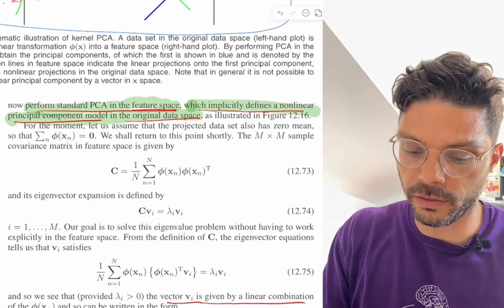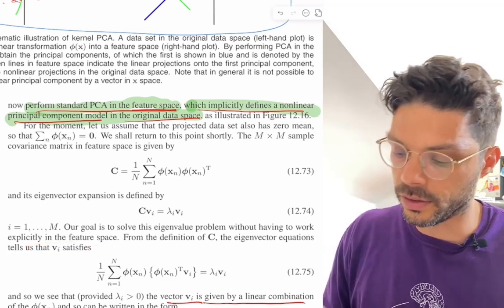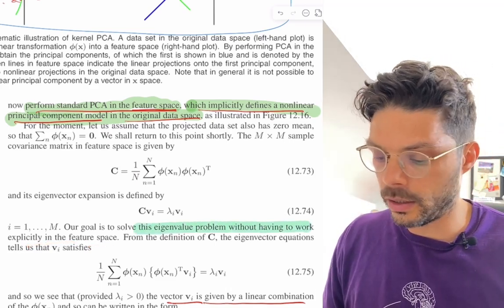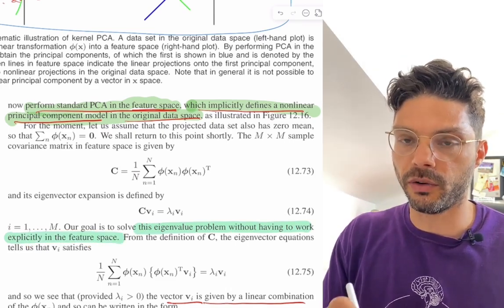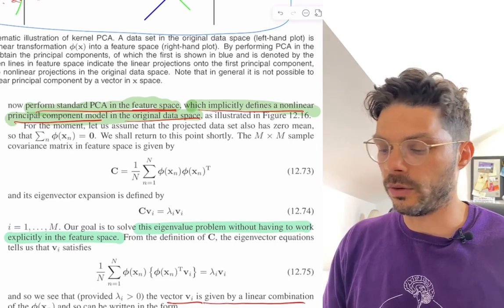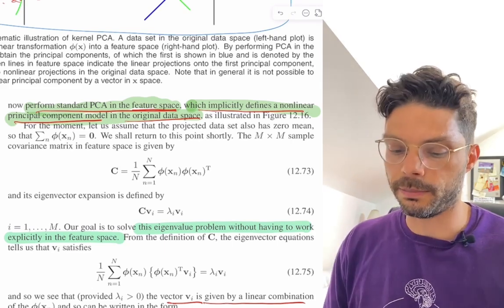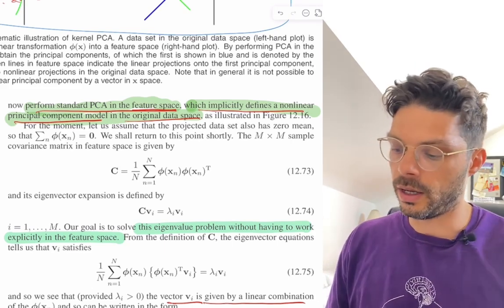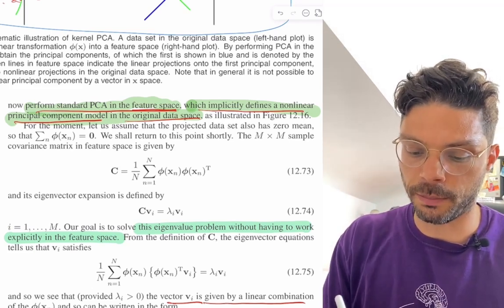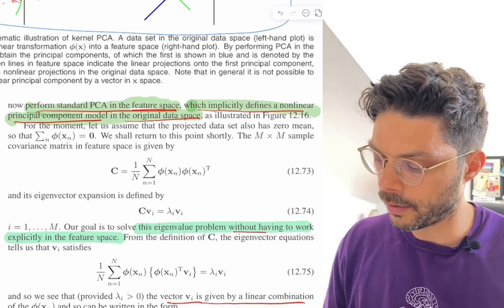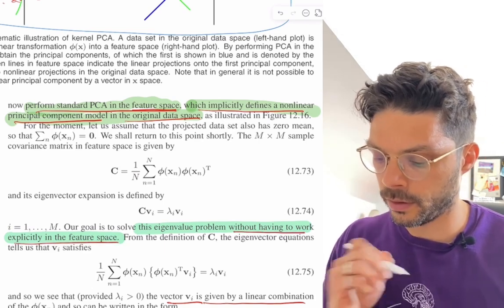Now our goal is to solve this eigenvalue problem without having to work explicitly in the feature space. I need to highlight this again. This is always the goal with kernel methods: you want to solve your problem, in this case an eigenvalue problem, but without having to actually compute anything in the feature space, because the feature space could be complicated. So let's highlight that.